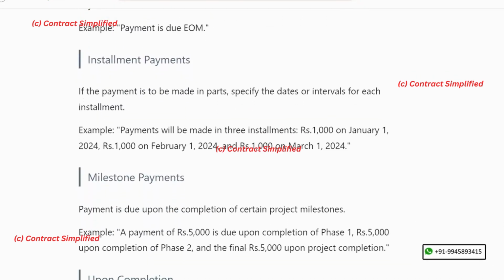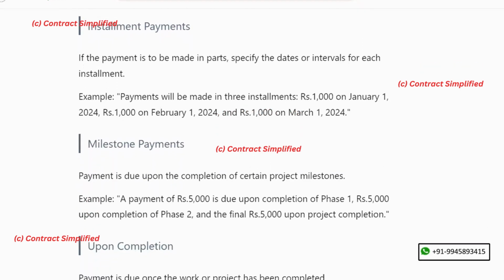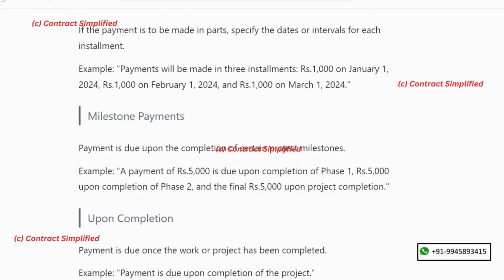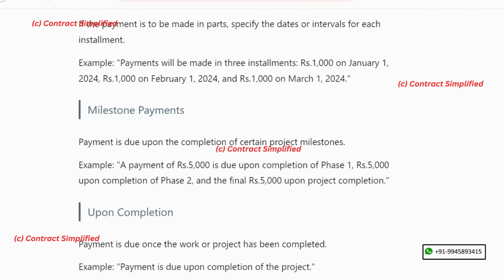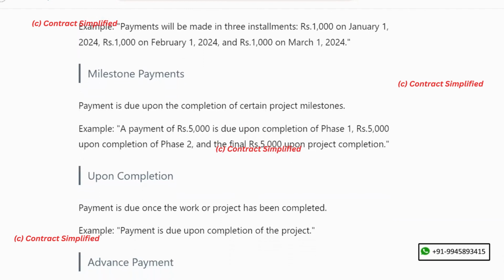Installment payments. If the payment is to be made in parts, specify the dates or intervals for each installment. Example, payment will be made in 3 installments: ₹1,000 on January 1st, 2024, ₹1,000 on February 1st, 2024, and ₹1,000 on March 1st, 2024.